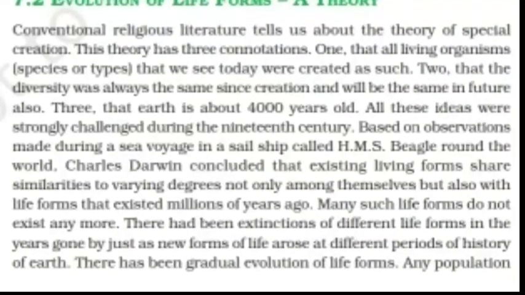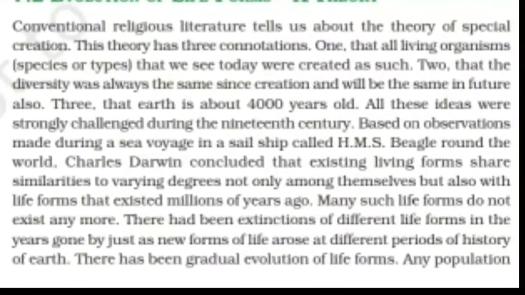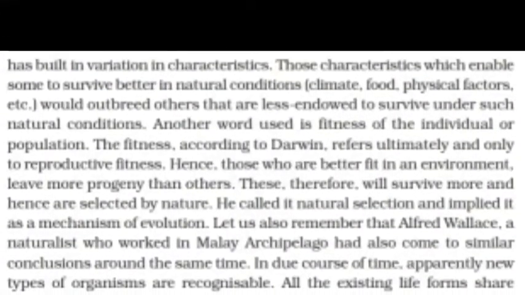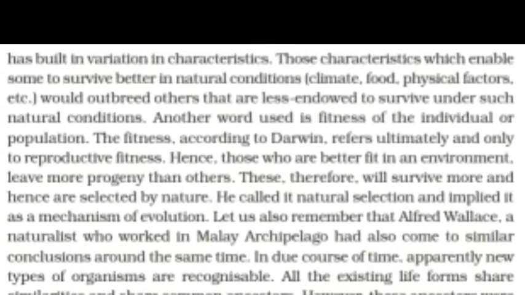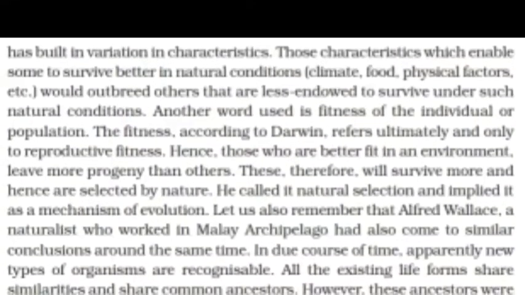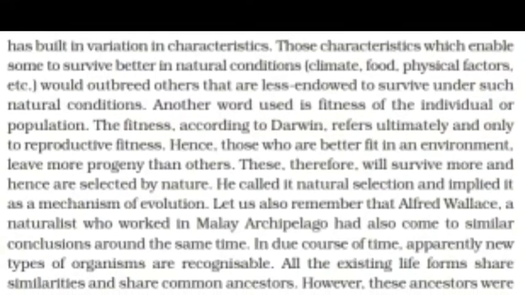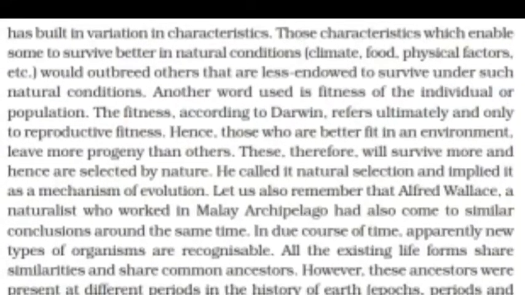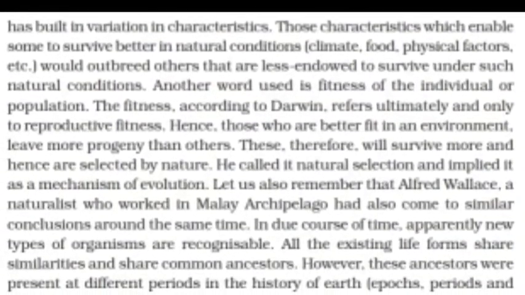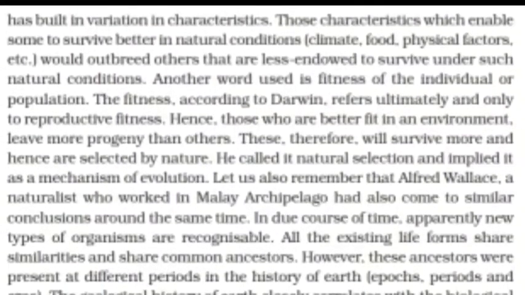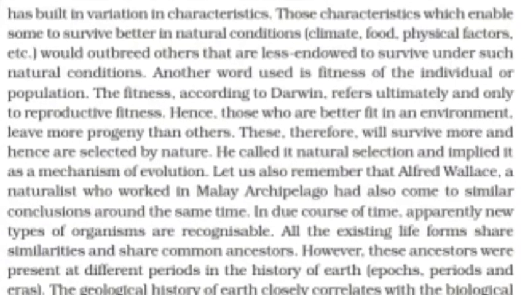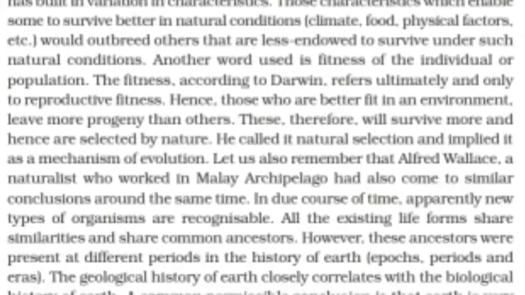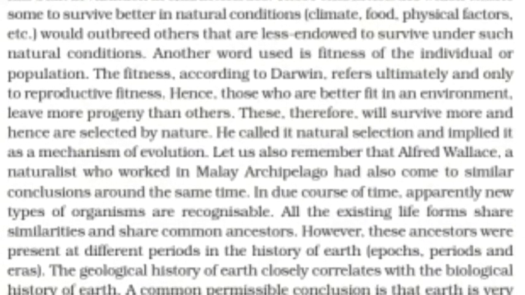There has been gradual evolution of life forms. Any population has built-in variation in characteristics. Those characteristics will enable some to survive better in natural conditions, climate, food, physical factors, etc. They would outbreed others that are less endowed to survive under such natural conditions. Another word used is fitness of the individual or population. Fitness, according to Darwin, refers ultimately and only to reproductive fitness.